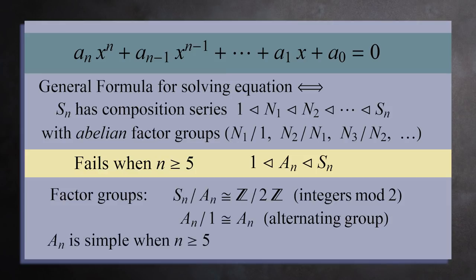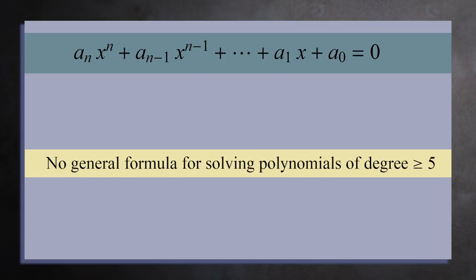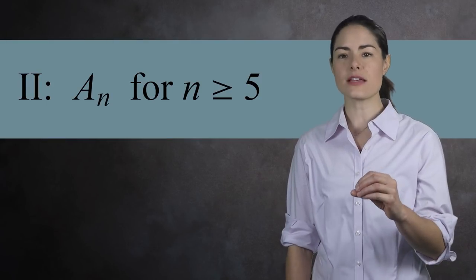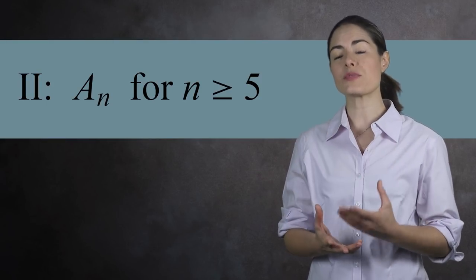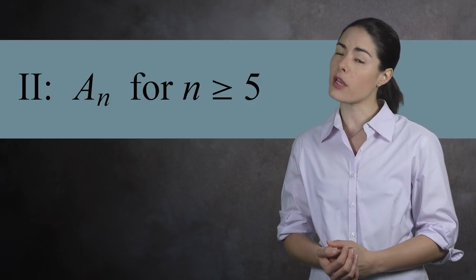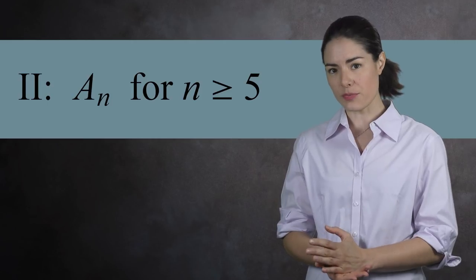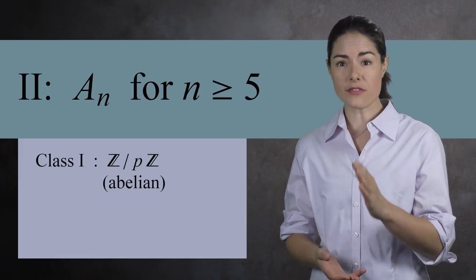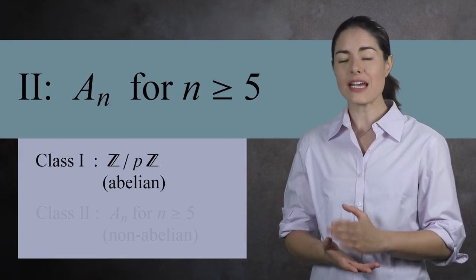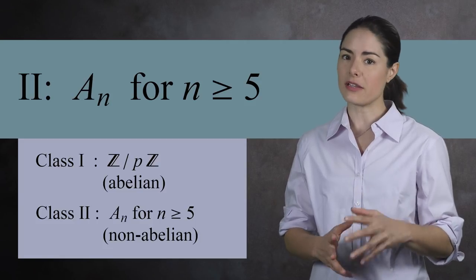When it was discovered that An is simple when n is greater than or equal to 5, the problem was solved because An is not an abelian group. In other words, there is no formula for solving polynomials of degree 5 or higher. So the second class of simple groups are the alternating groups An when n is greater than or equal to 5. There are an infinite number of simple alternating groups. By the way, while the first set of simple groups are all abelian groups, these simple groups are all non-abelian.